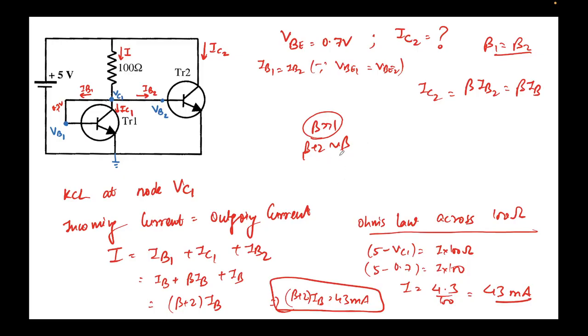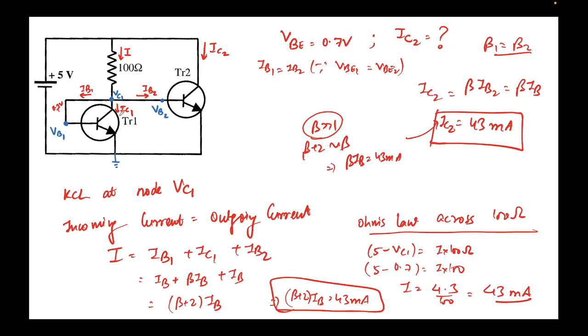Alright, beta plus 2 will be approximately equal to beta. So we can say that beta IB will be nothing but 43 milliamps. And we can put this beta IB over here. This is nothing but 43 milliamps. So this is IC2. So IC2 will come out to be 43 milliamps.